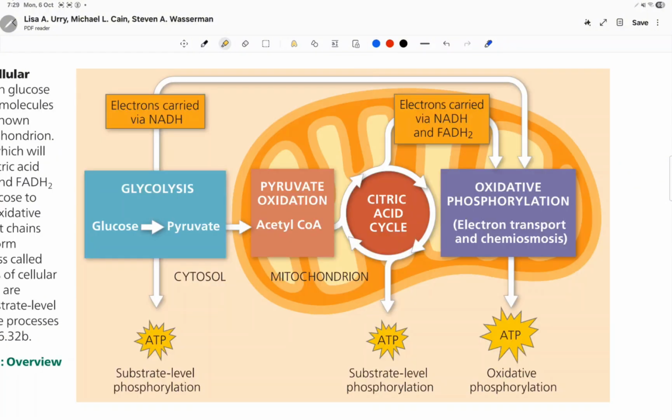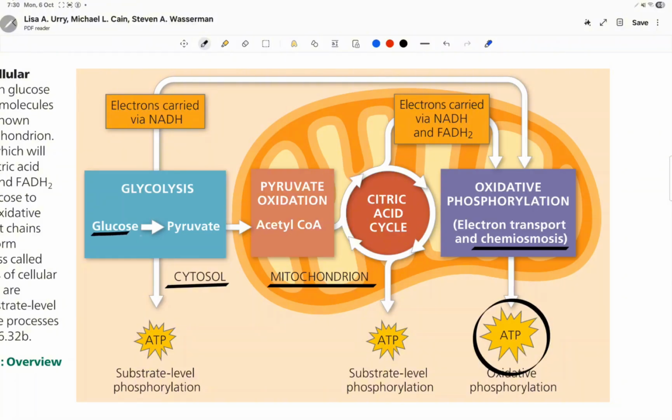Here's the entire process summarized. Some of it takes place in the cytoplasm, and some of it takes place inside the mitochondria. And of course, the amount of ATP is going to be the highest produced by chemiosmosis, which is the last of these stages.